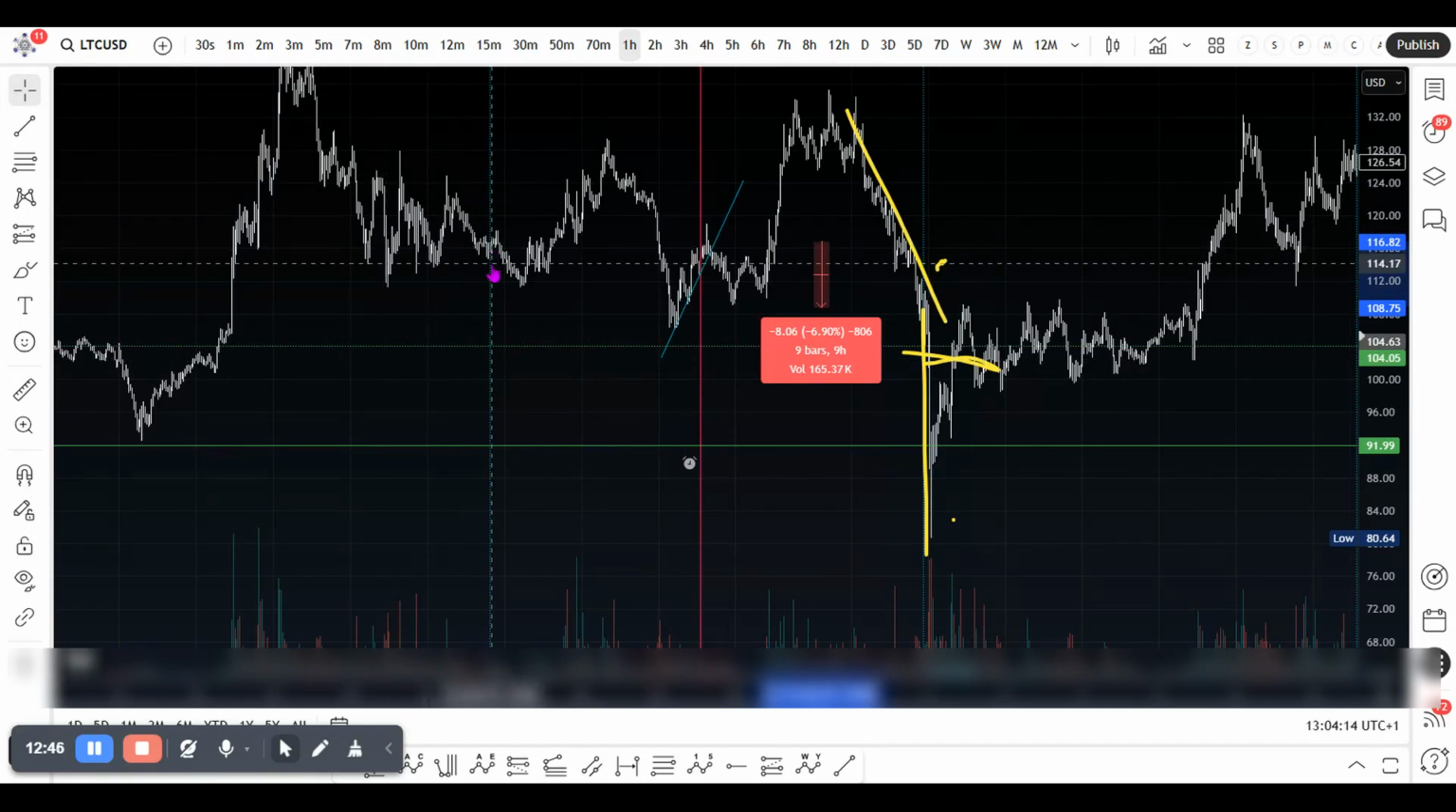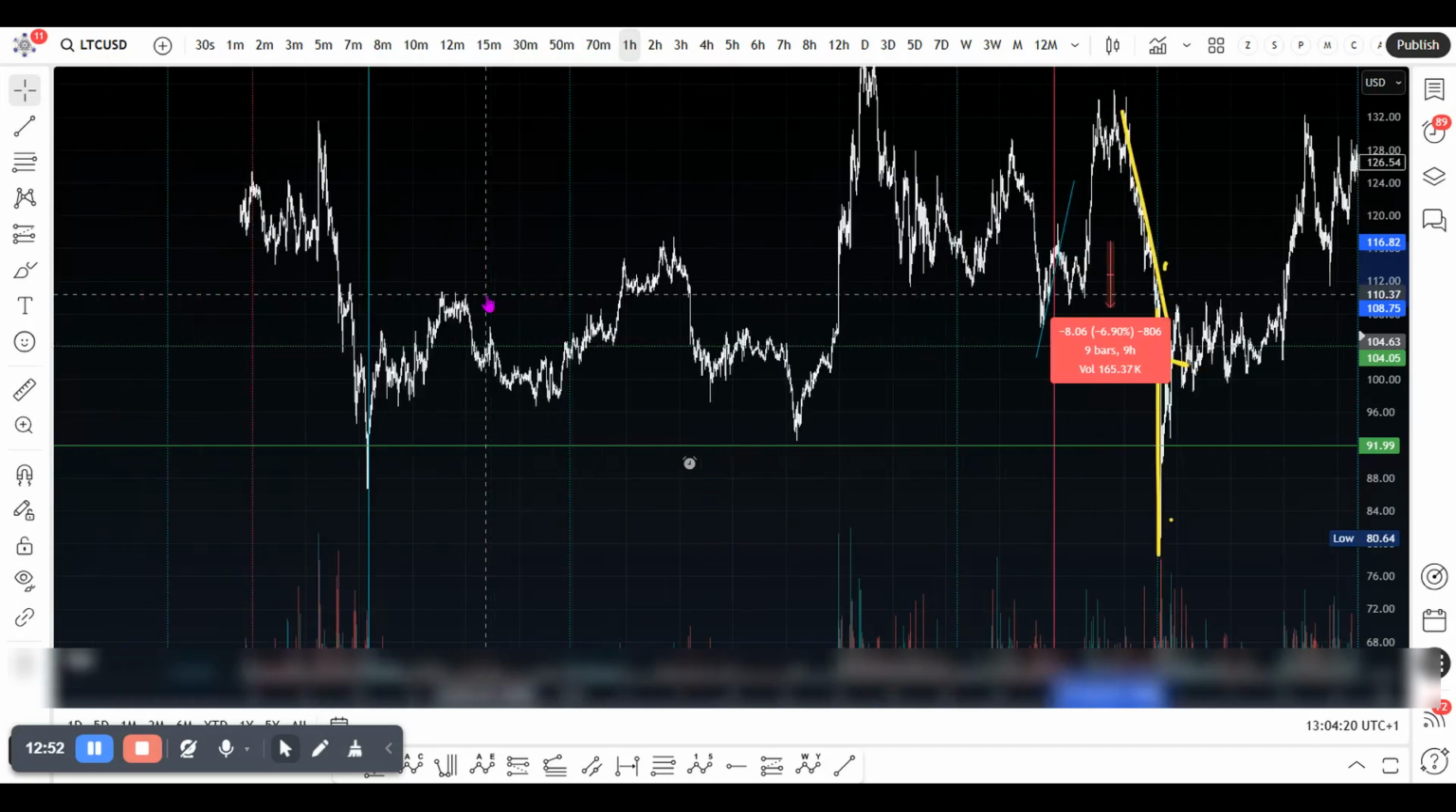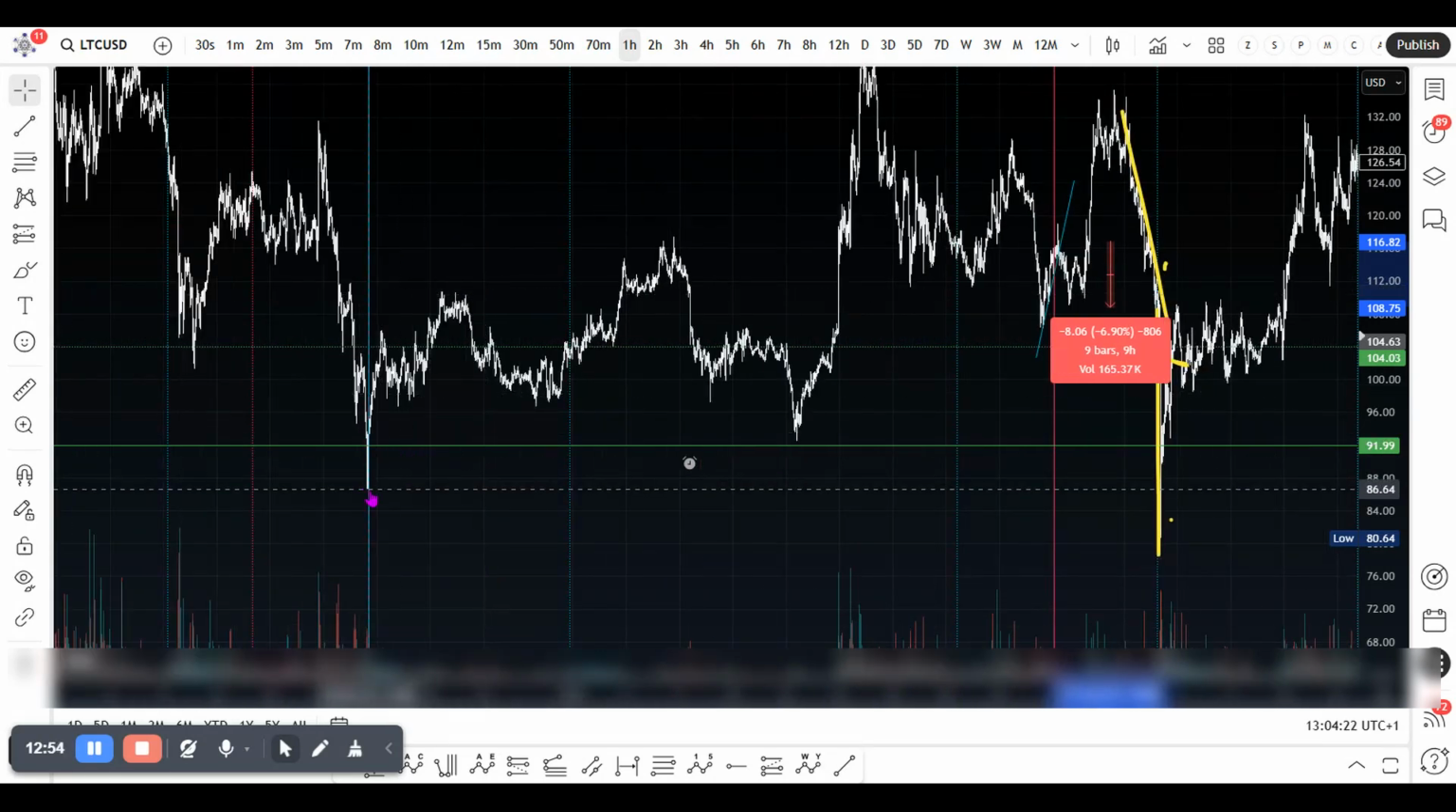That one would have failed. You probably would have taken a long off that and then failed. And then, here we go. Here's a really nice one. Look at this one here. So we've gone through this chart, and this is one of the best ones on here so far. And that's all the way back in December.